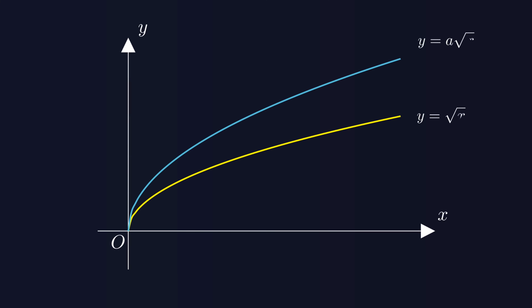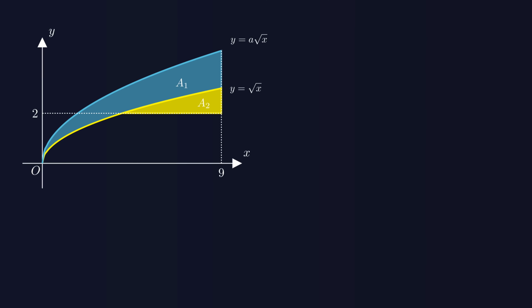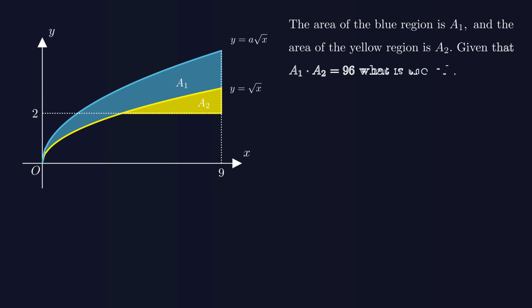Everyone. Today we have a nice integral problem in front of us. As you can see, there are two regions drawn on a coordinate plane, and it says the following. The area of the blue region is A1, and the area of the yellow region is A2. The product A1 times A2 is equal to 96. The question is, what is the value of A?